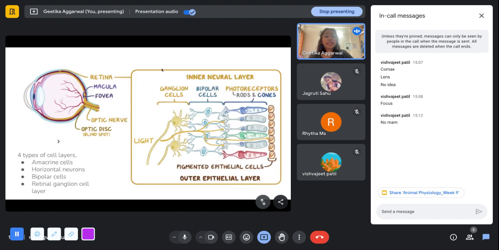So this is how these different layers of the retina look. As I said, there is the RPE layer, or the pigmented epithelial layer of the retina, on which the photoreceptor layer sits, with rods and cones. Then there are other layers, including bipolar cells and ganglion cells. There are also amacrine cells and horizontal neurons in these layers. The rods and cones are photosensitive, and they convert the light signal into electrical impulses, which are transmitted via these different neuronal layers and then sent to the visual cortex of the brain.